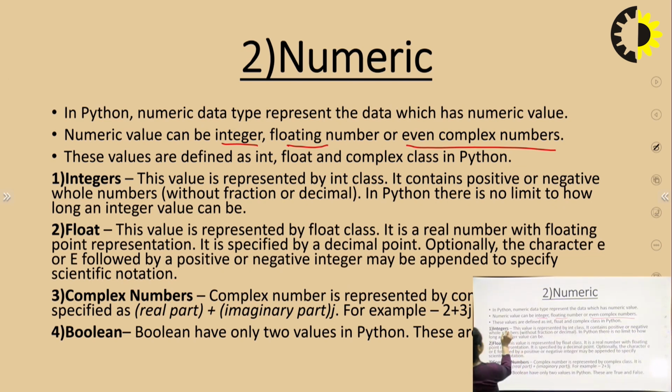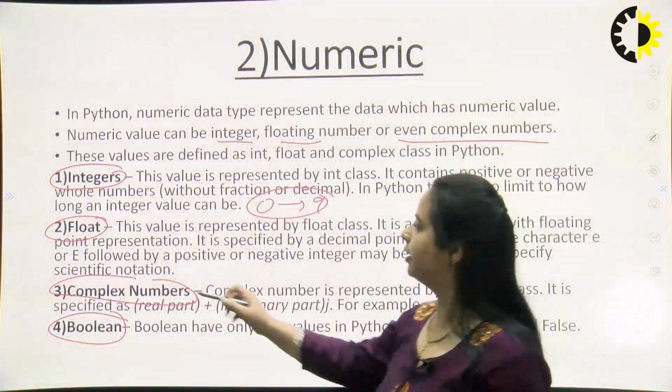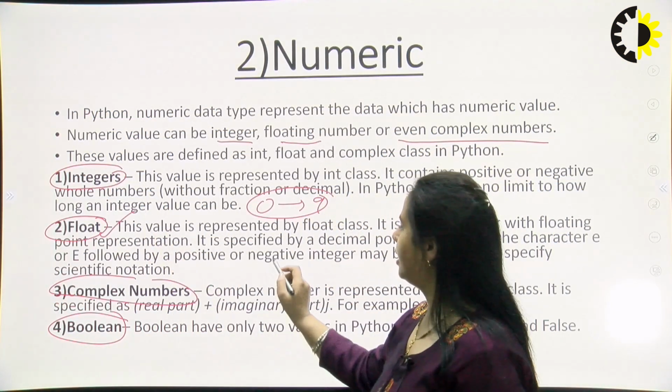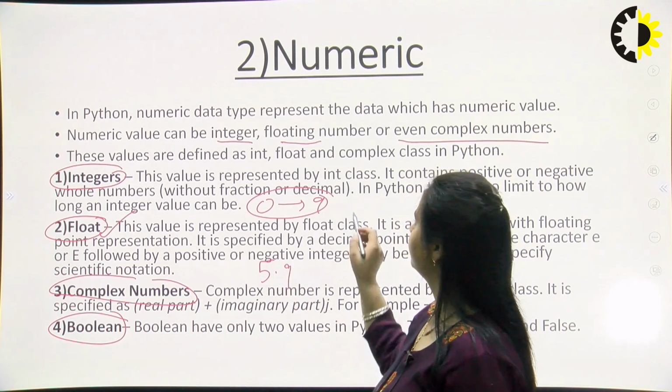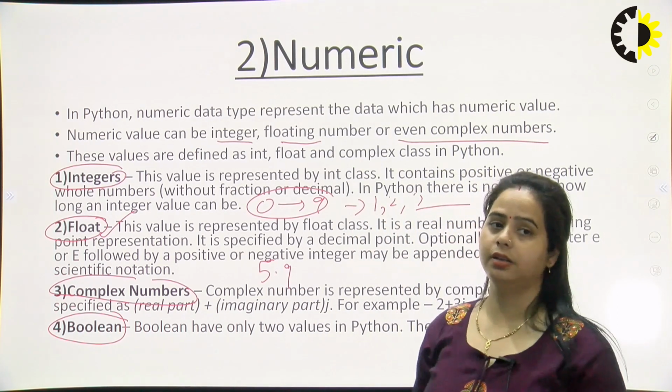One is your integers, other one is your floating point values, third is your complex number, and fourth one is your boolean value. In integer we have just digits from 0 to 9 without decimal points, and if I have some value with a decimal point, then I will declare it as a floating point number like 5.9. Here I can see 1, 2, 3, some values like integers.